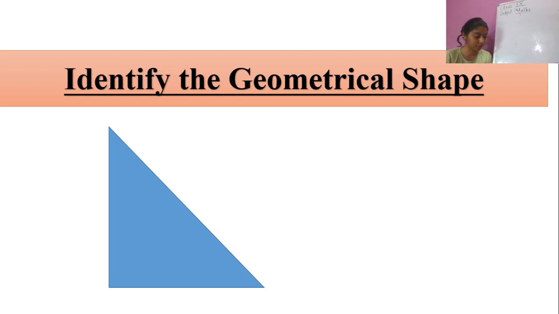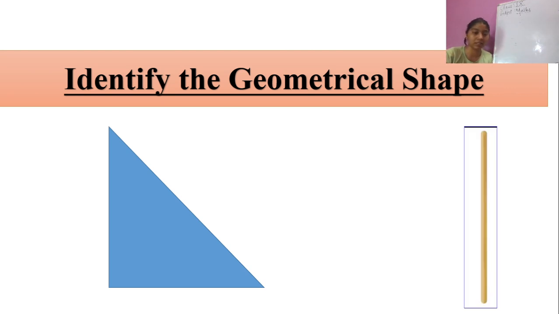Yes, very good. So this is a right angle triangle. Very good students. What about this? One stick is there, right? So what kind of geometrical shape are we talking about? Is it a line segment, ray? Yes, very good. Firstly you told me it is a right angle triangle.